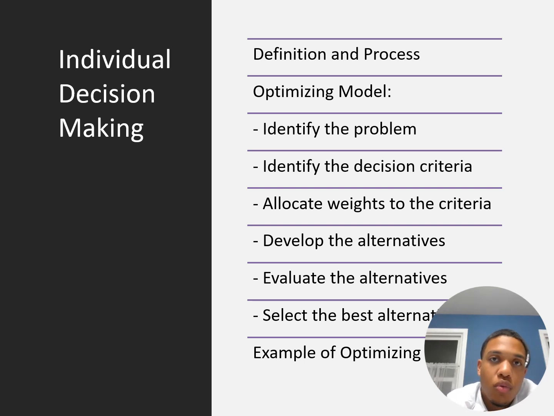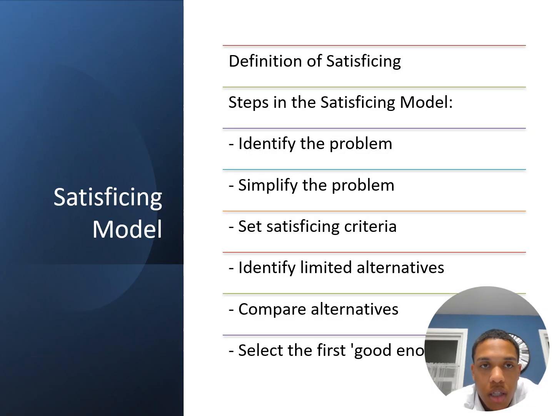So moving on to the satisficing model, right? Satisficing involves choosing an option that meets the minimum criteria, right? So the bare minimum, basically, right? It's used when time or information is limited, and just a good enough solution is acceptable, right?